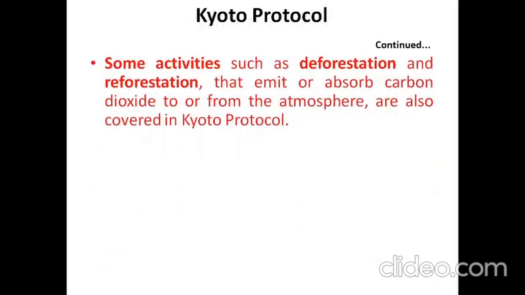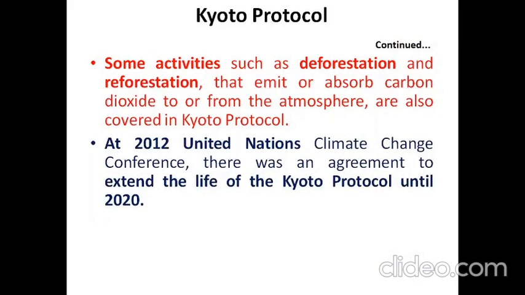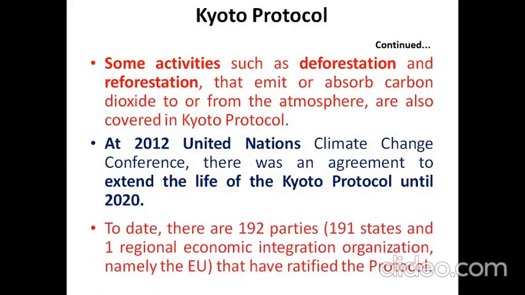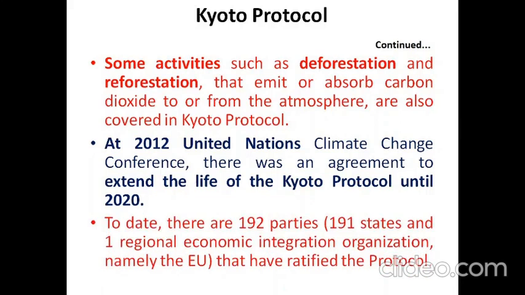Some activities such as deforestation and reforestation that emit or absorb carbon dioxide to and from the atmosphere are also covered in the Kyoto Protocol. At the 2012 United Nations Climate Change Conference, there was an agreement to extend the life of the Kyoto Protocol until 2020. To date, there are 192 parties, 191 states and the EU, that is the European Union, that have ratified the protocol.